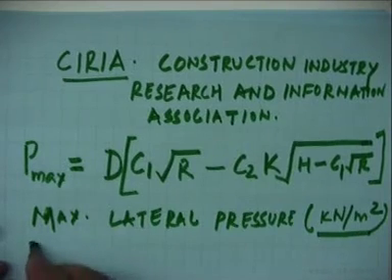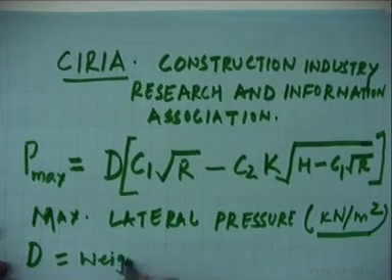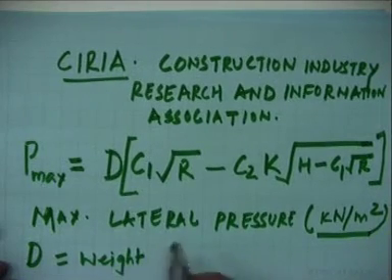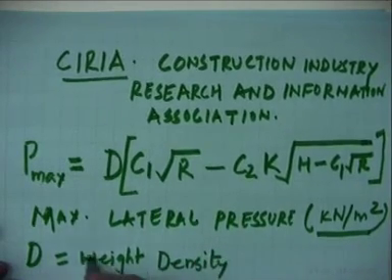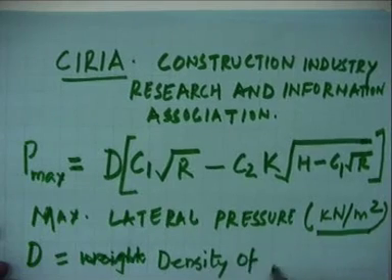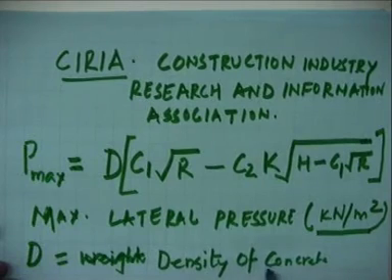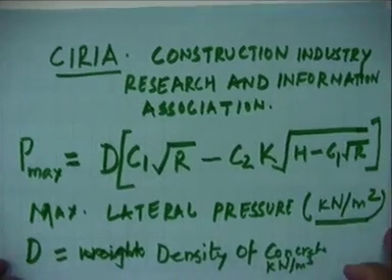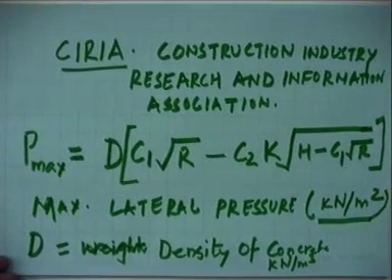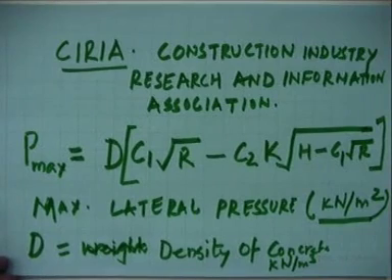When it comes to D, D is the weight density of concrete, or you can simply say density of concrete, and its unit is kilonewton per meter cube. Its unit is kilonewton per meter cube. Right.